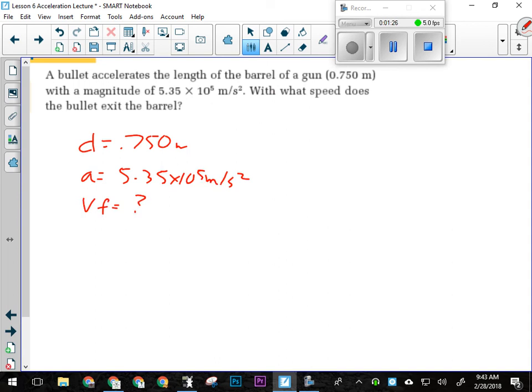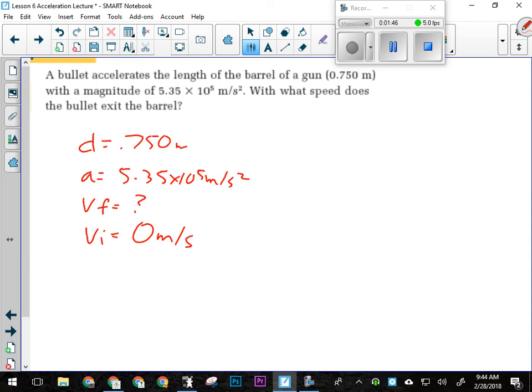All right, so VF is unknown. What's VI? 0. Bullet wasn't moving when it was fired. Okay, when the trigger is pulled, the bullet is stationary. It doesn't outright say that in the question, but we have to assume that. That VI was 0 in this situation.